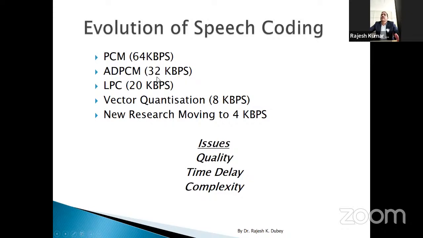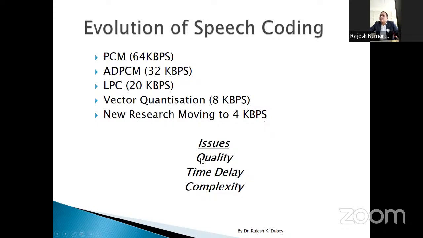Adaptive PCM can give a bitrate below that, down to 32 kbps. LPC can give even 20 kbps. Vector quantization models can reduce the bitrate to 8 kbps, and new research is pushing toward 4 kbps. So many algorithms exist to reduce the bitrate so that information is not lost and speech transmission at low bitrate is possible.